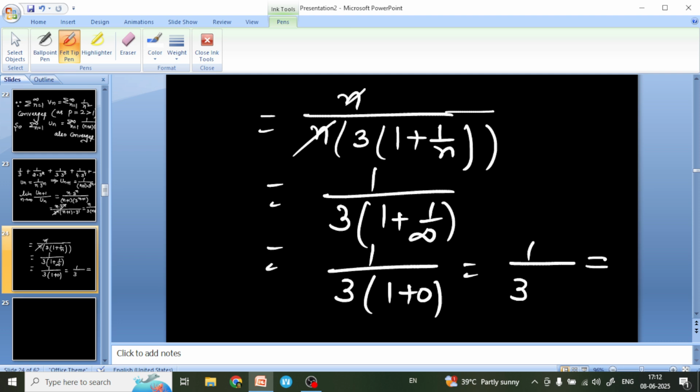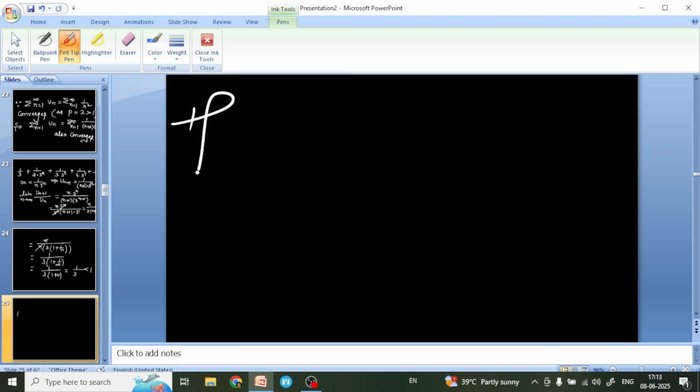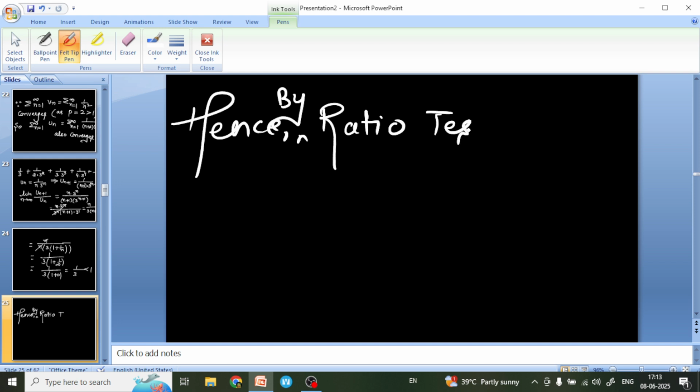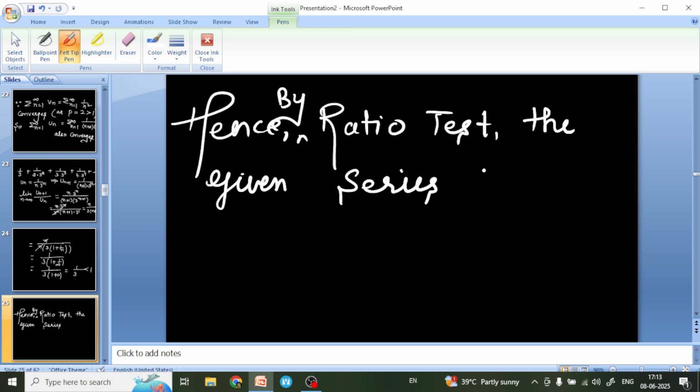This value is less than 1, and hence we can say by the ratio test, the given series converges.